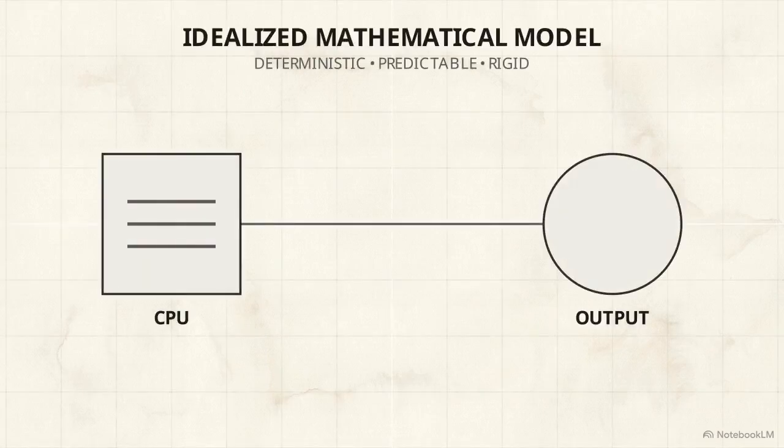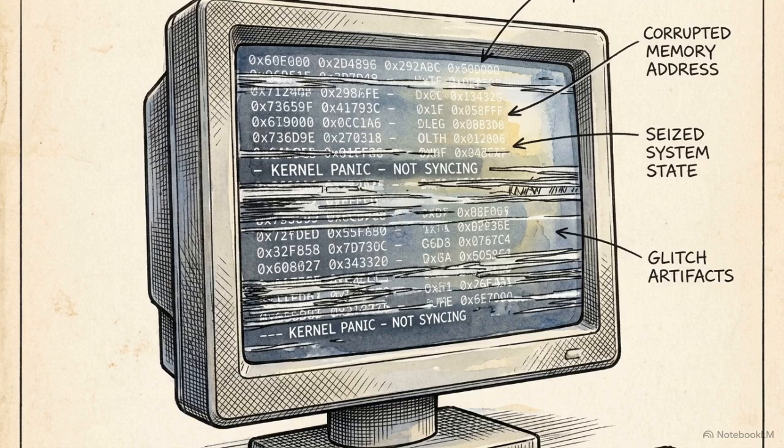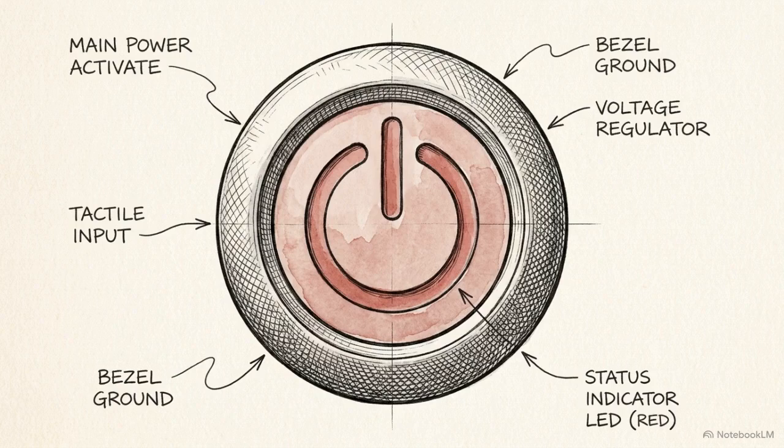When you write software on a single computer, you operate inside an idealized mathematical model. The CPU executes instructions exactly as written. If there is a hardware error, like corrupted memory, the operating system crashes entirely. The failure is total, binary, and predictable.